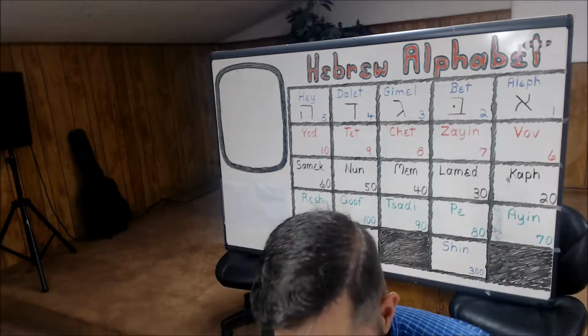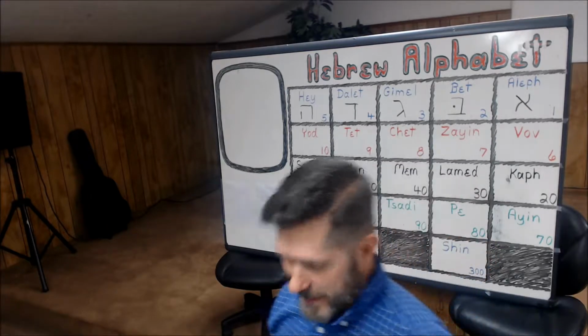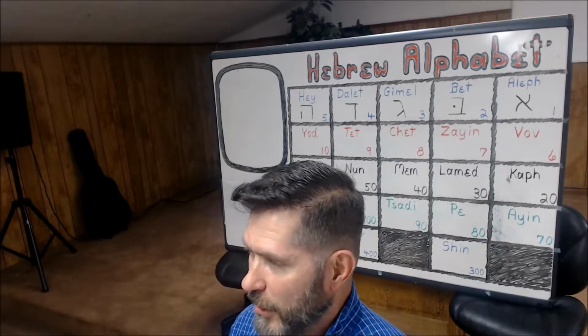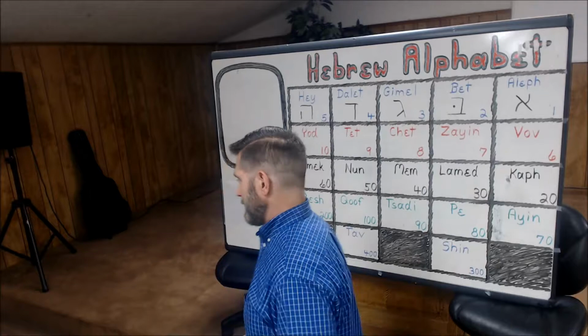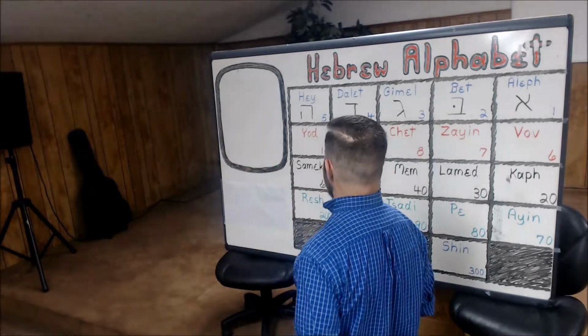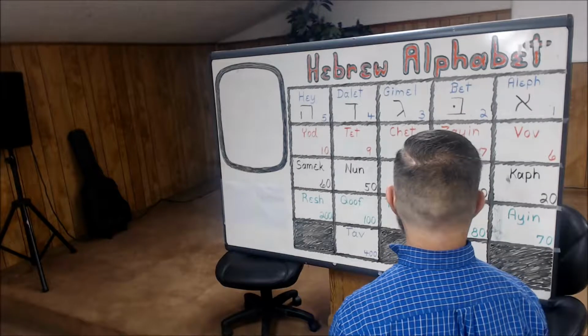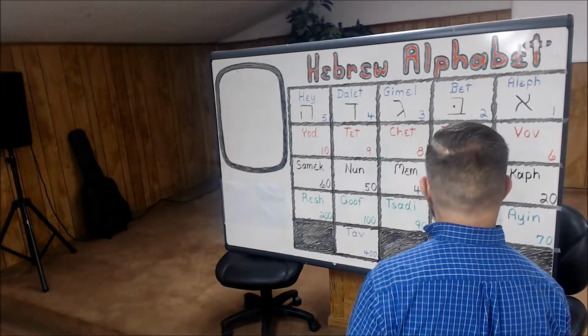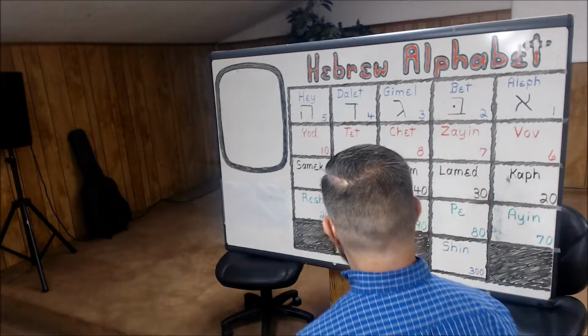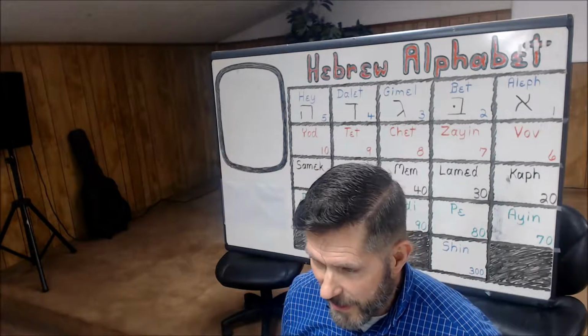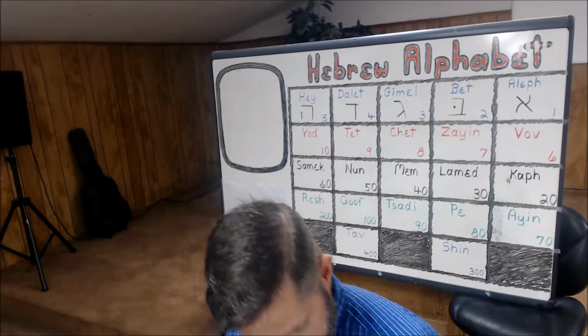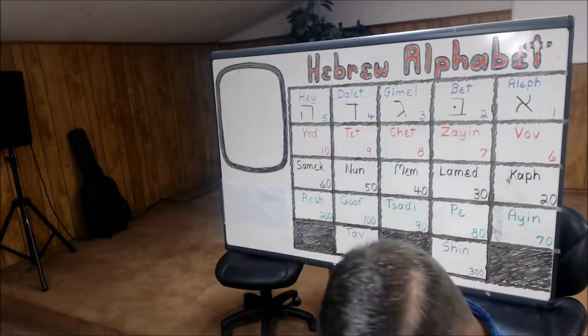Okay. Everybody close your eyes. Don't cheat. What's the third letter of the Hebrew alphabet? What's the fifth letter? What's the second letter? What's the third letter? What's the first letter? Olive. What's the fourth? Olive. I love you guys.